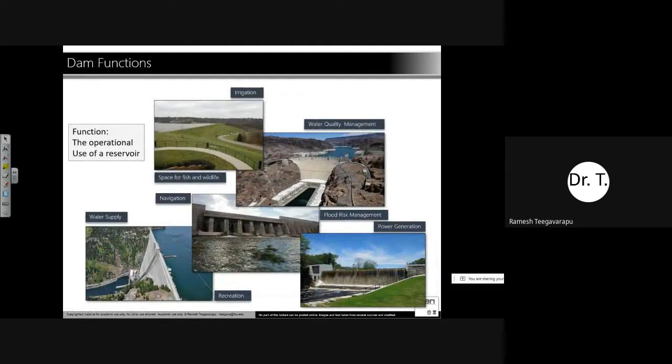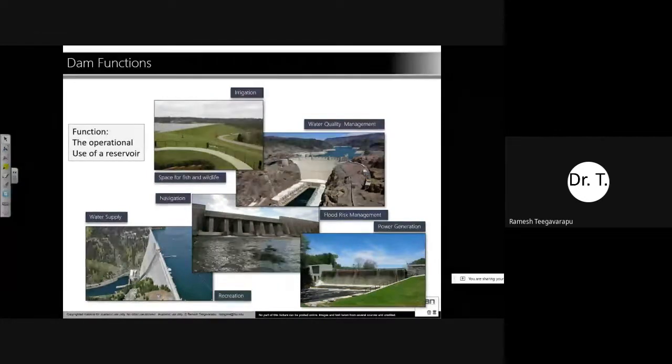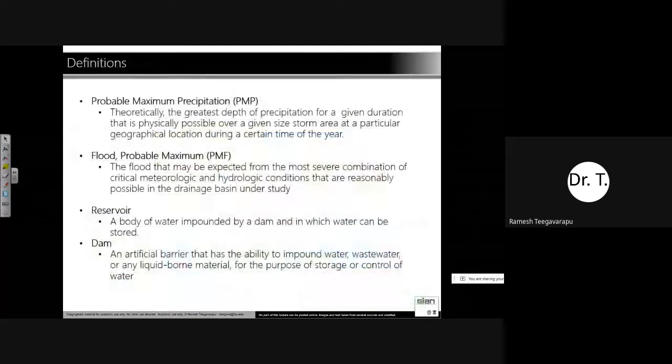And of course, we know the operational uses of the dams, many for water supply, recreation, navigation, power generation, flood risk management, water quality management, irrigation, and of course, space for fish and wildlife. So all these are operational uses of the reservoirs.